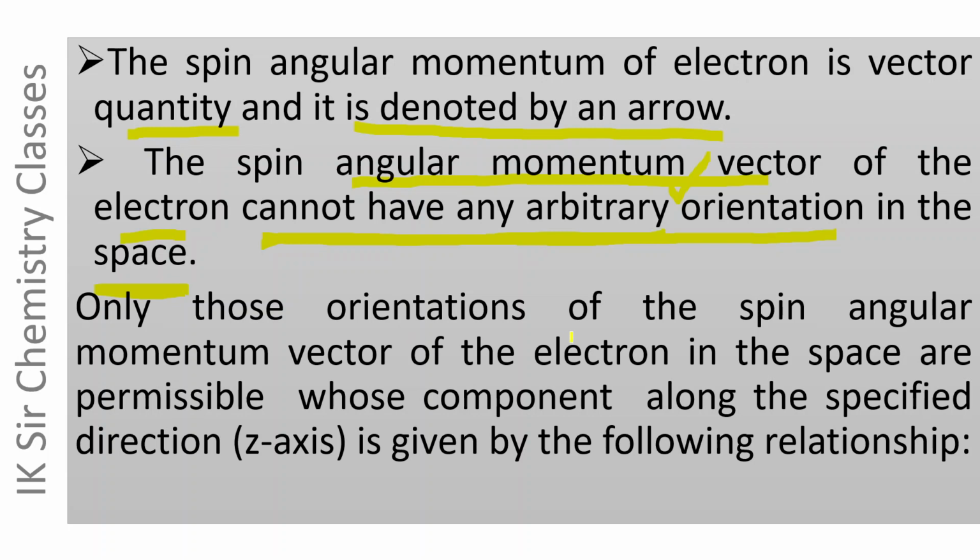Only those orientations of the spin angular momentum vector of the electron in the space are permissible whose component along the specified direction, that is the z axis, is given by the following relationship, and it is known as the principle of space quantization.